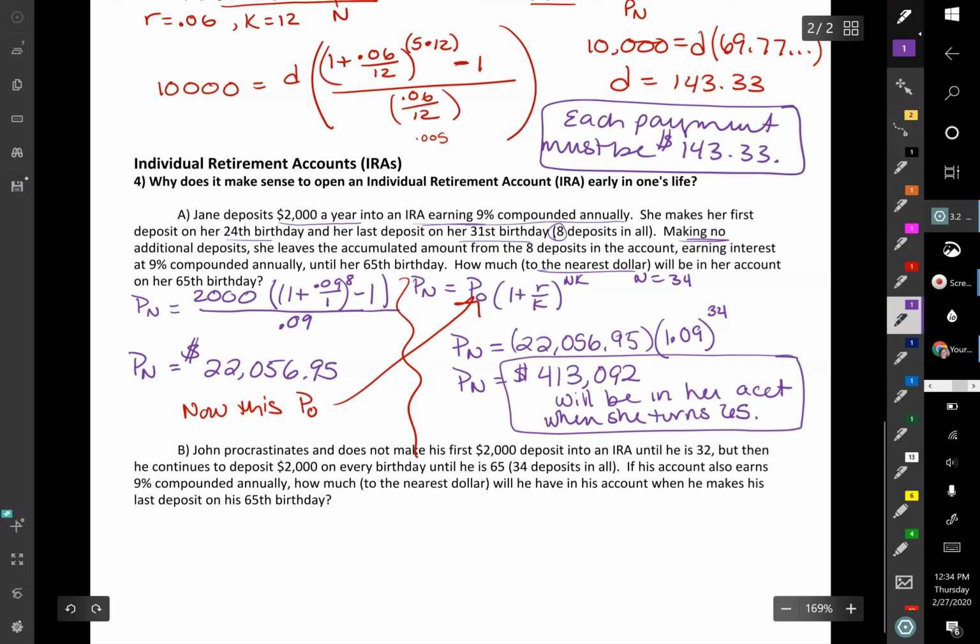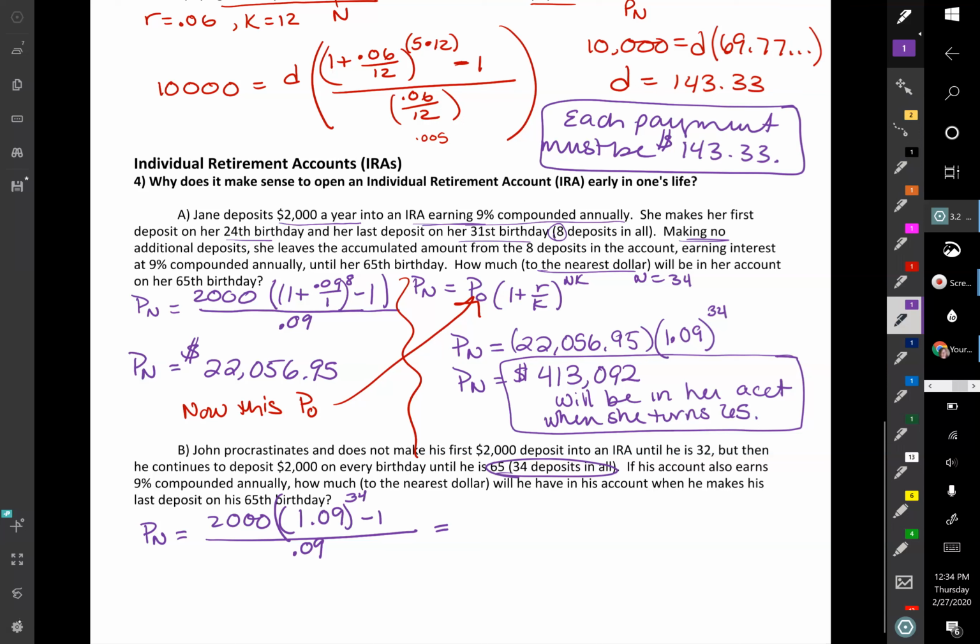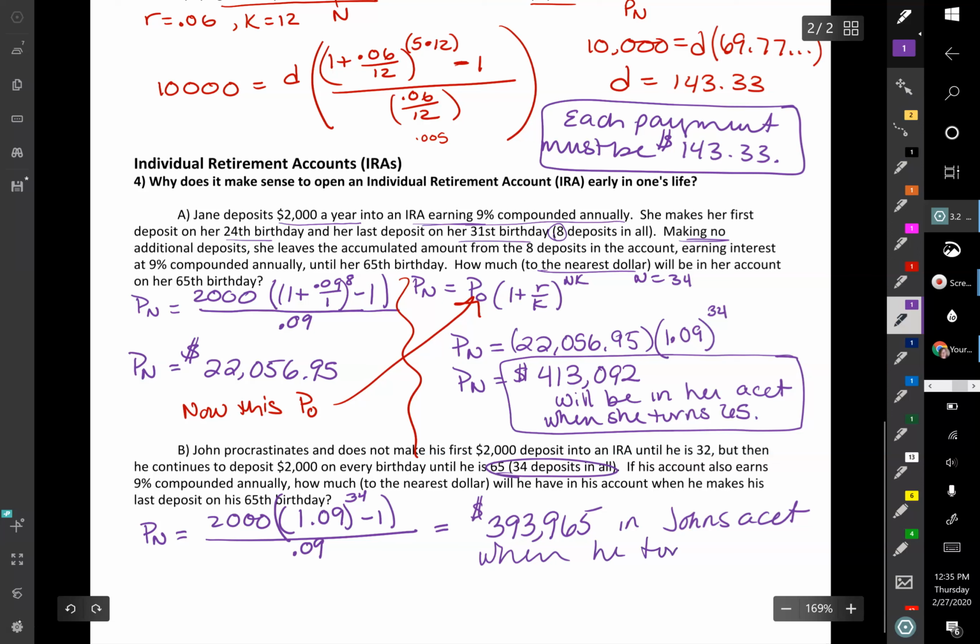So for this guy, we're just going to use that first formula here for an annuity. So it's 2,000 times 1.09 to the 8th minus 1, those outer parentheses over 0.09. And then you'll end up, hopefully you're okay with crunching the numbers now. Oops, I shouldn't have 8 there though. He's doing 34 deposits in all, so 34. And then we will get $393,965 in John's account when he turns 65.